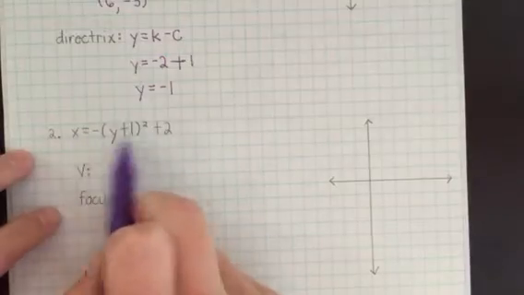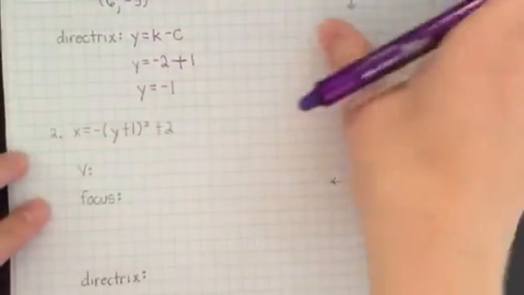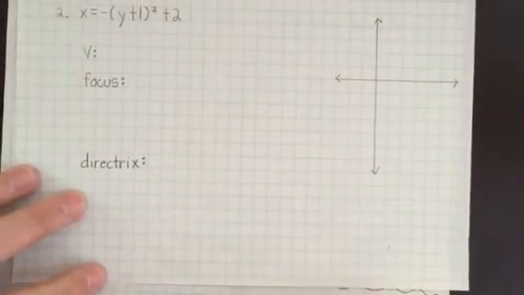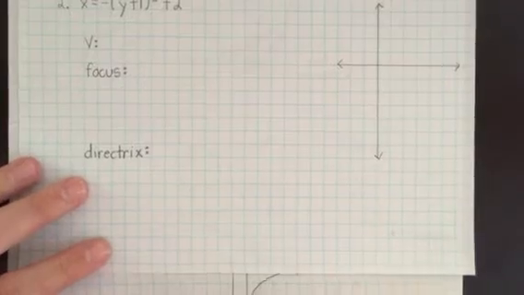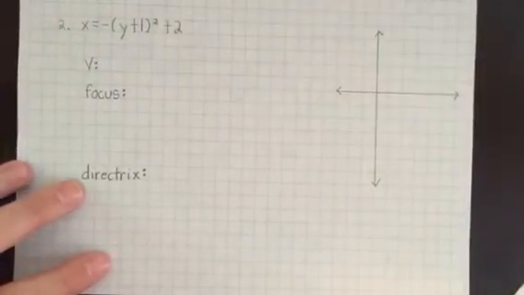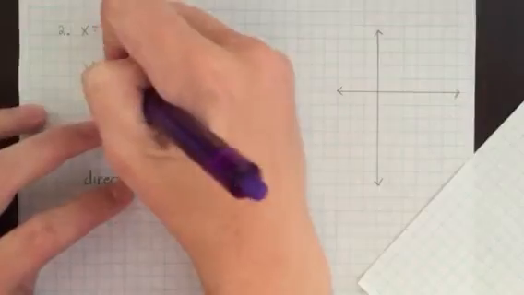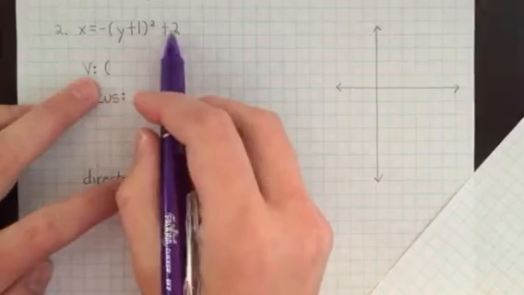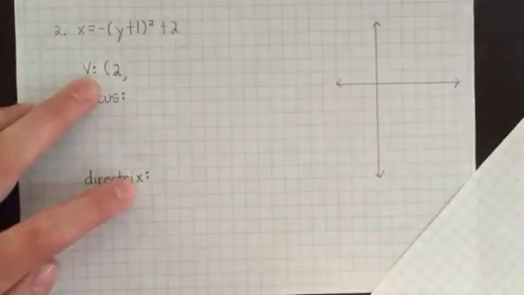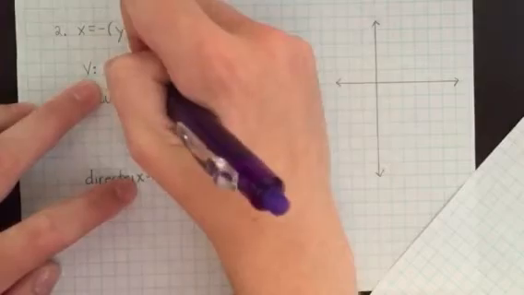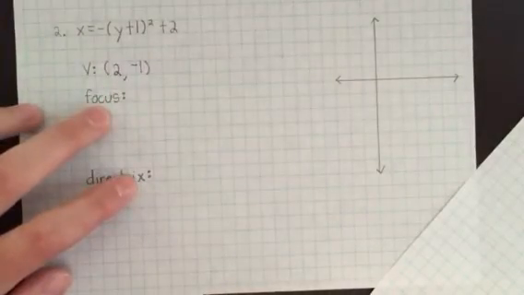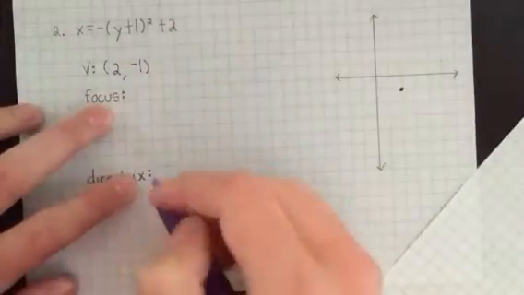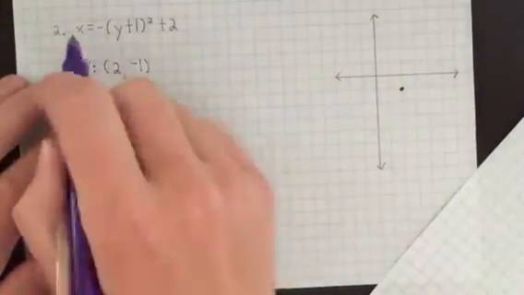Here, notice x equals. That means I'm going to be using the formulas on the bottom part of my first page of my notes. When I find the vertex, I need to be very careful because my vertex is going to be h and k. So this is going to be 2, comma, take the opposite of that, negative 1. All right, there's my vertex. I'm going to go ahead and plot it: 2, negative 1.